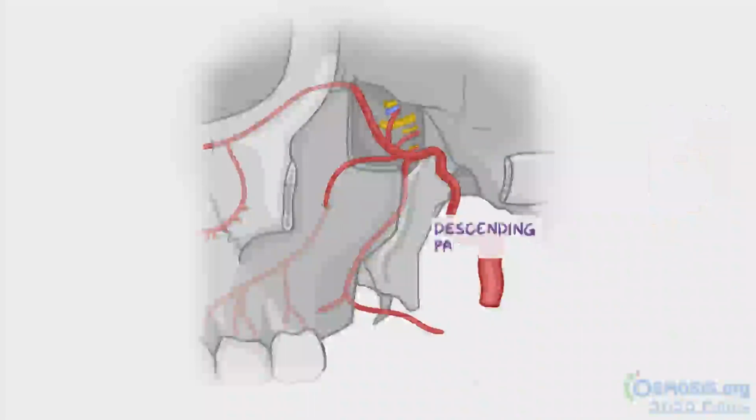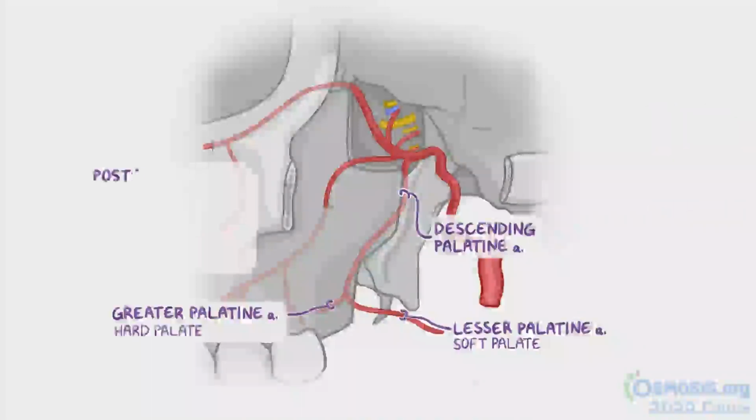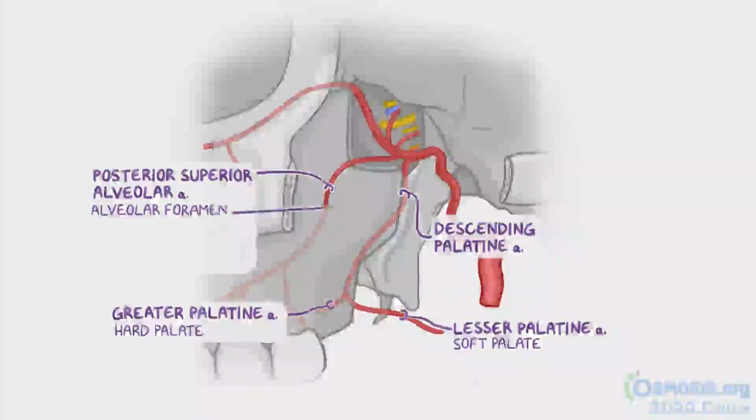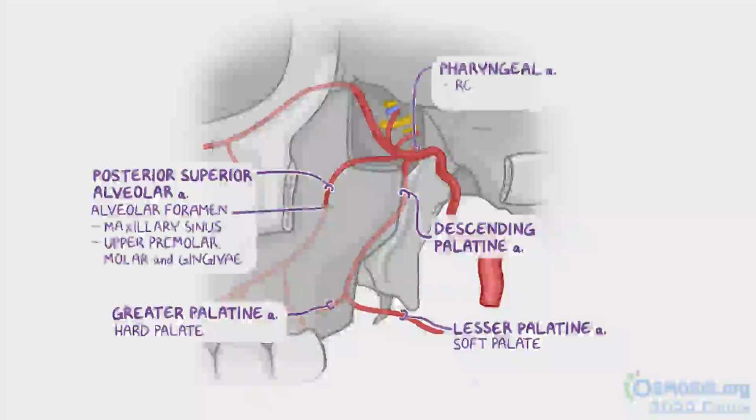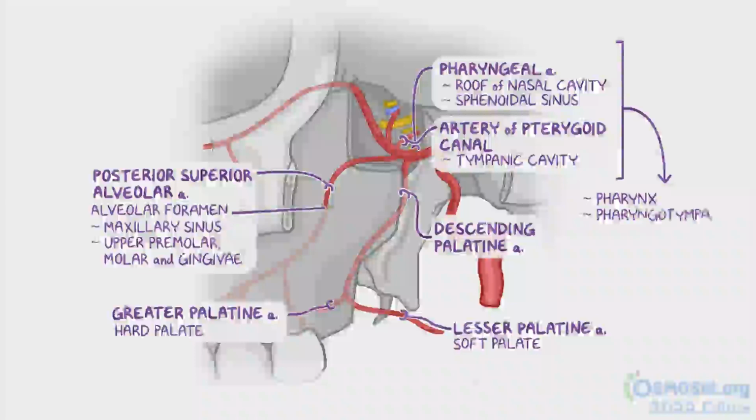First is the descending palatine artery, which passes through the palatine canal and divides into the greater palatine artery and lesser palatine artery to supply most of the soft palate and hard palate. Next is the posterior superior alveolar artery, which exits the fossa through the pterygomaxillary fissure and then enters the alveolar foramen of the maxilla to supply the maxillary sinus and the upper premolar and molar teeth and their gingivae. There's also the pharyngeal artery, which supplies the roof of the nasal cavity and the sphenoidal sinus, and the artery of the pterygoid canal, which supplies the tympanic cavity. Both branches also supply the pharynx and pharyngotympanic tube.